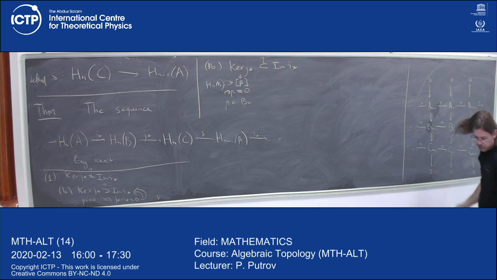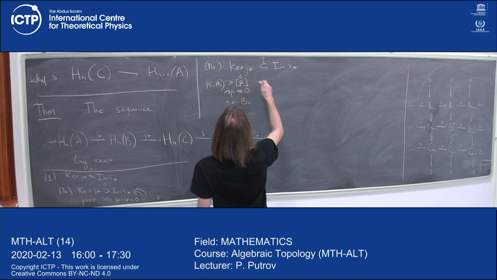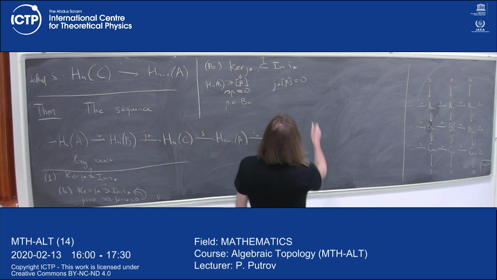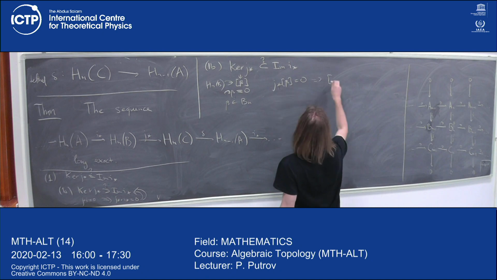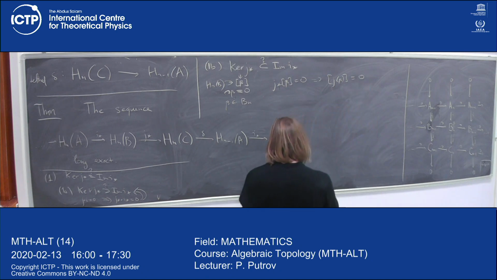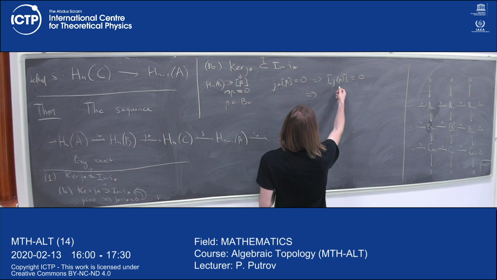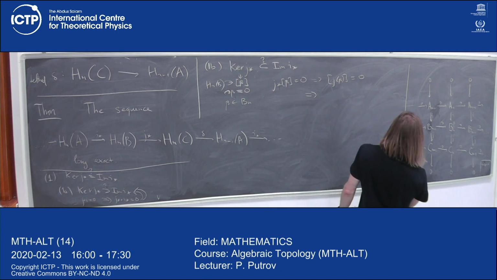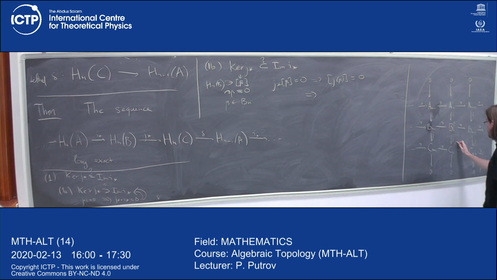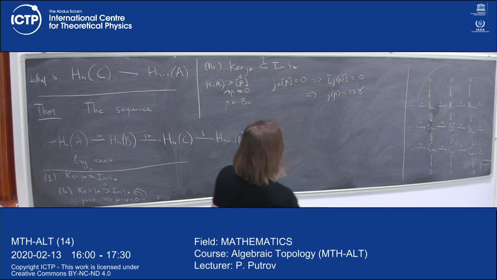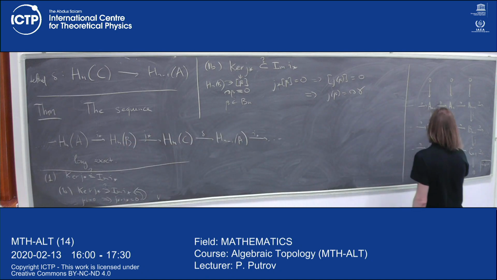Particularly this element sits somewhere here. Okay, and we know that it is in the kernel of j star, so j star of the class of beta is 0. But by definition of the induced map, this is the same as the class of j of beta, which is 0. The class in homology is 0, which means that we have somewhere j of beta here. This means that j of beta should be equal to the boundary of some gamma, which is here.